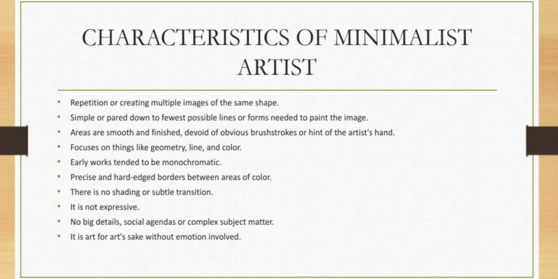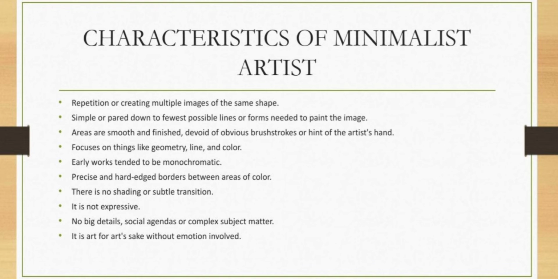Minimalist art focuses on things like geometry, line, and color. Early works tended to be monochromatic, limited to one color and related hues, like black, gray, and white. Another way to identify a minimalist painting is by looking for precise and hard-edged borders between areas of color. There is no shading or subtle transition.